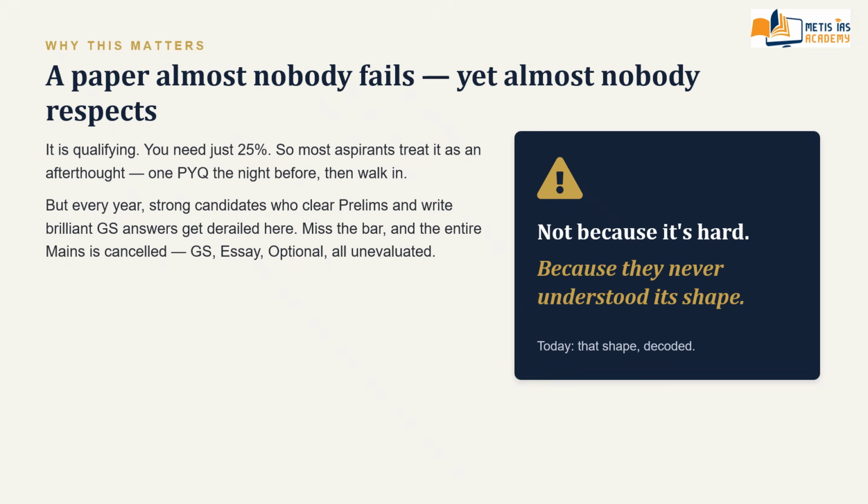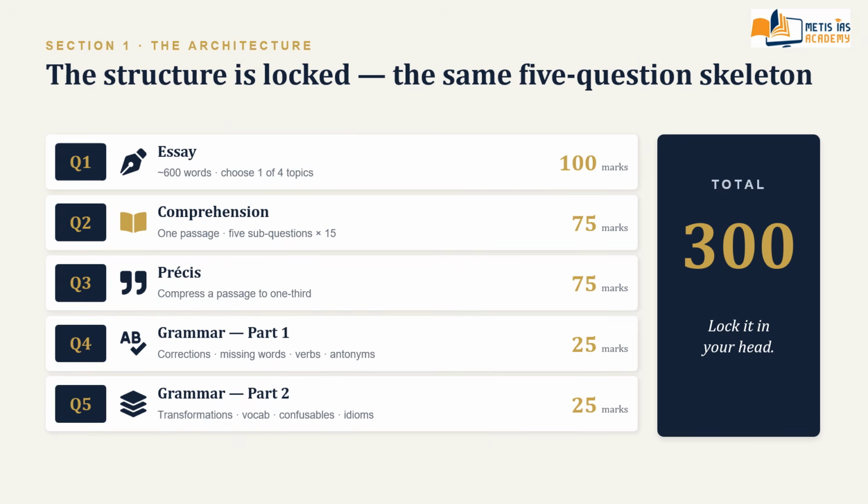Today I am going to give you that shape. I have analyzed 13 years of papers, from 2013 to 2025, of the general English compulsory paper line by line. By the end of this video, you will know exactly what is coming, what is changing, and where your marks actually live. For that, we are going to discuss each section one by one.